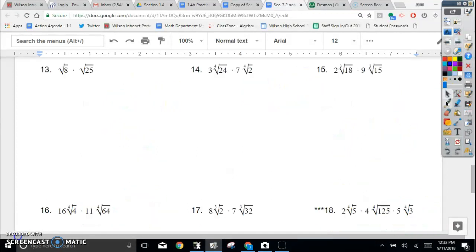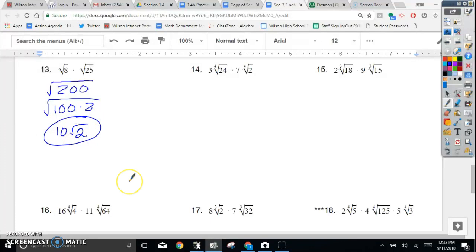Okay? Okay, so we flip over, we'll go to 13. We're basically going to do 8 times 25, which we know is 200. And now I'm going to write this as 100 times 2. Square root of 100 is 10. So we have 10 root 2. That's your final answer. So all we did was 8 times 25, which is 200. And then we break 200 down.